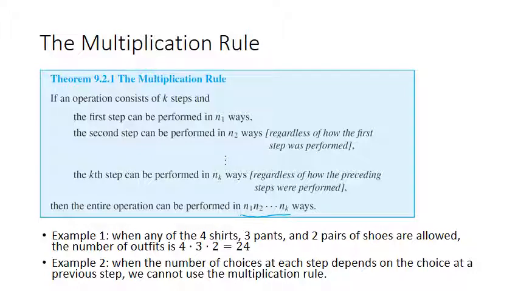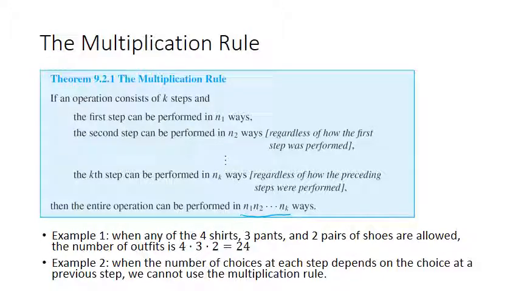So like in example 1, when any of the 4 shirts, 3 pants, or 2 pairs of shoes are allowed, we can use the multiplication rule to find that 4 times 3 times 2 equals 24. That is the number of different outfits. But in example 2, when the number of choices at each step depended on the choice at a previous step, you just can't use this rule at all. You just have to do it a completely different way. And so far the only way we know is by actually drawing the tree.